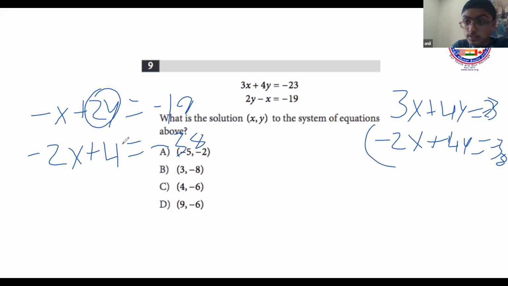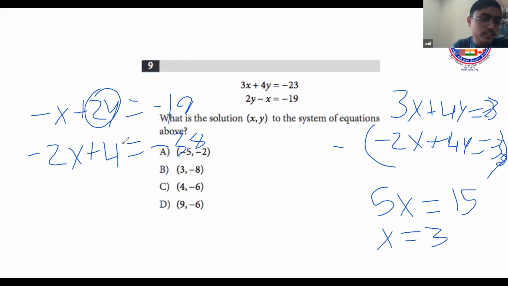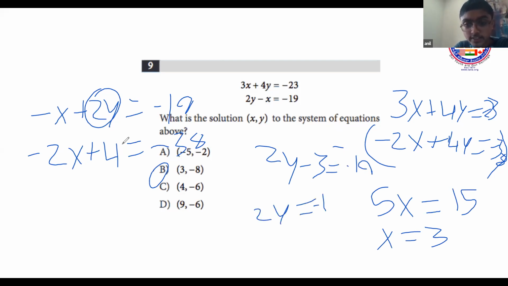And now you just subtract all of this, put a negative sign here. So you have 5x equals 38 minus 23, so 15, and you have x equals 3. And from here, you could just get the answer straight away because there's only one of them with 3. But you can also just plug it in. If 2y minus 3 equals negative 19, you add 3 to that side. So 2y equals negative 16, y equals negative 8. Ihita?